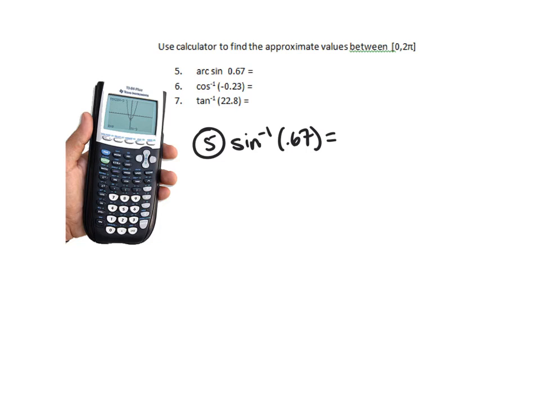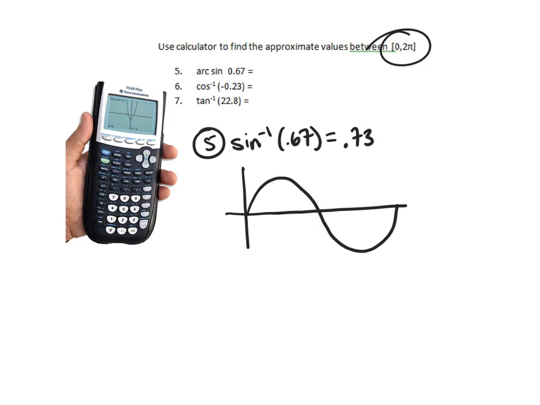Okay, now your calculator, when I do inverse sine of 0.67, is only going to give you one answer. It's going to say that it's 0.73. Now, here's the thing. We are dealing with 0 to 2 pi. The implications of that are, let me graph a sine wave. And we're trying to figure out what radian gives you 0.67. Essentially, we're asking, let's say that this is 0.67 right here. Where are the two places that the sine curve intersects 0.67?